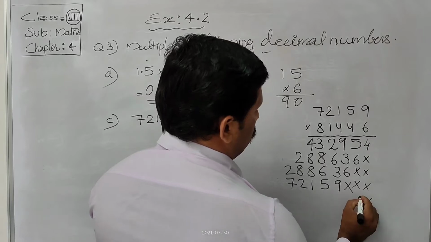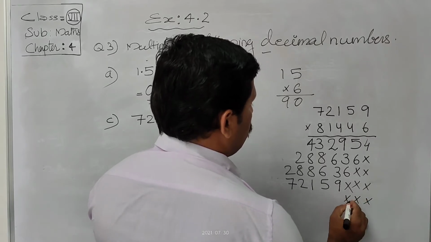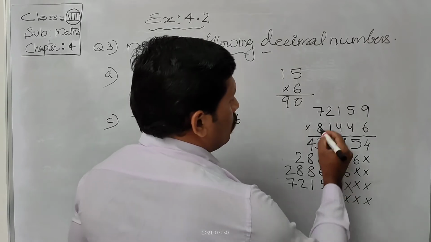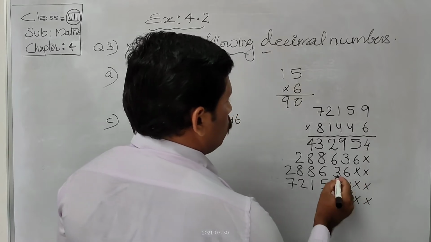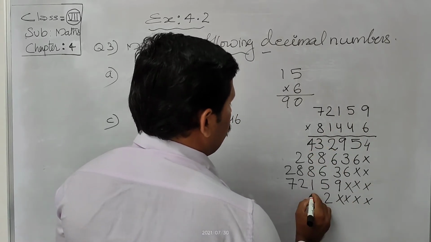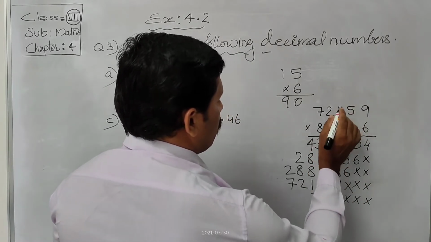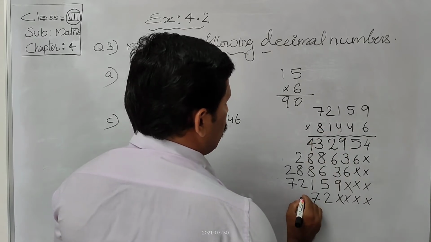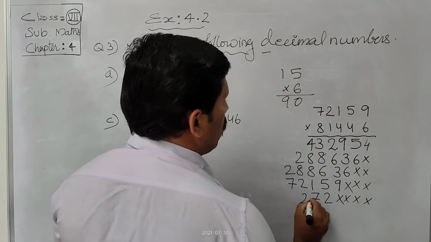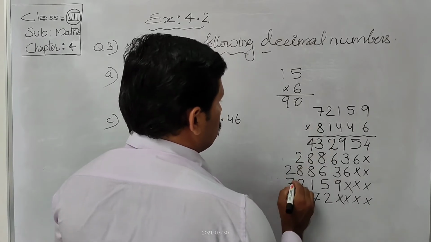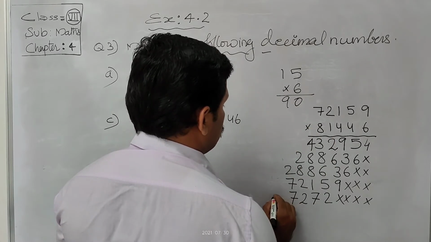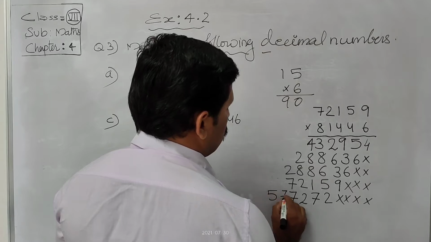Next, the fourth number. 8 9s are 72, for that 2 and 7 remainder. 8 5s are 40 plus 7, 47, remainder 4. 8 1s are 8 plus 4, 12, remainder 1. 8 2s are 16 plus 1, 17, remainder 1. 7 8s are 56 plus 1, 57.